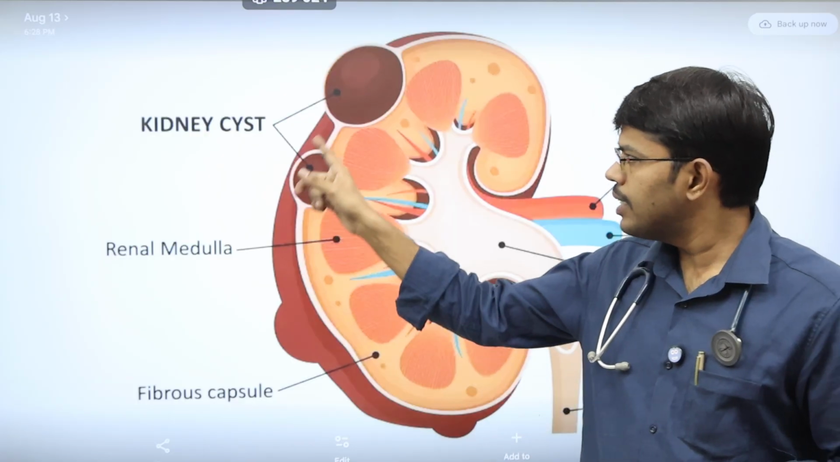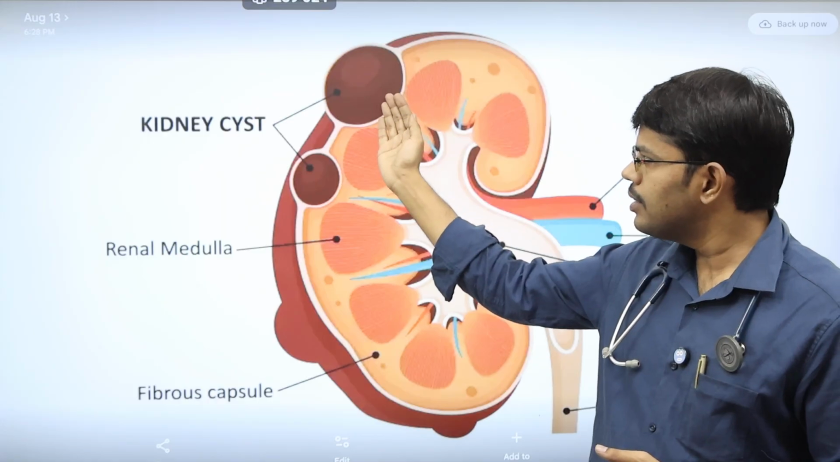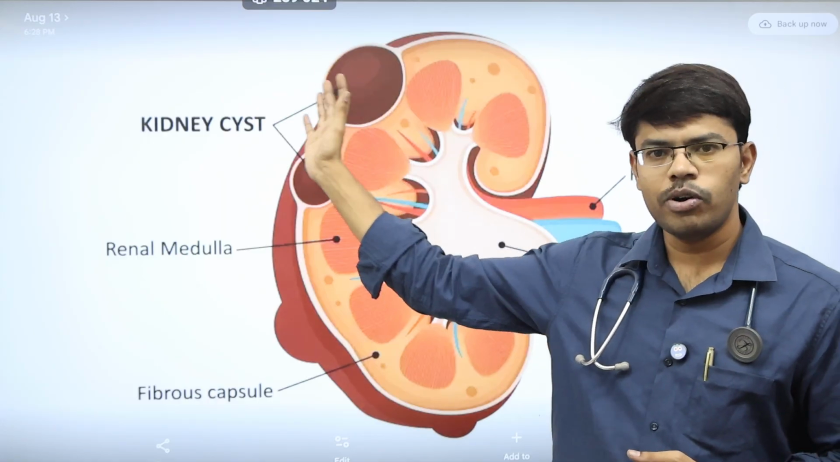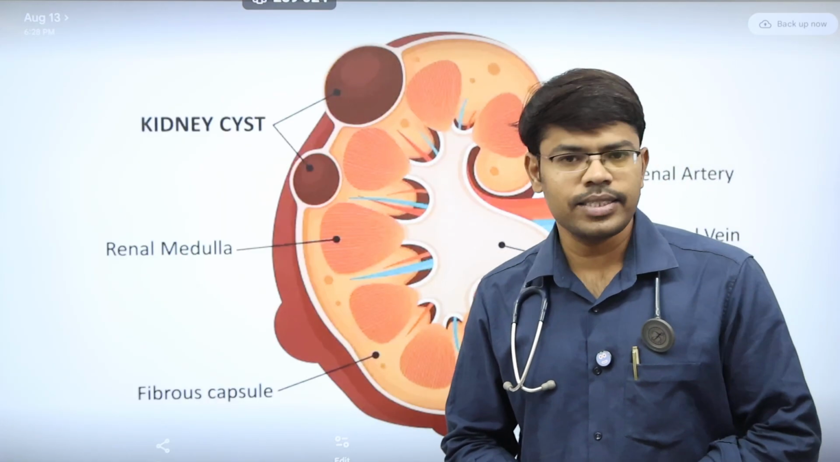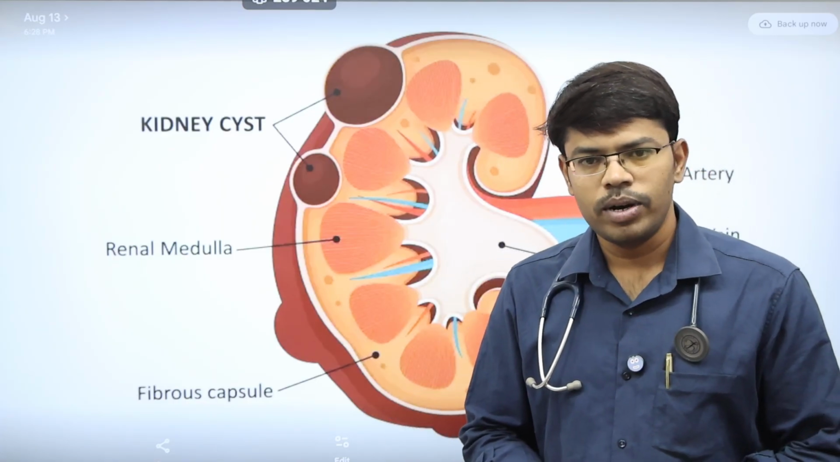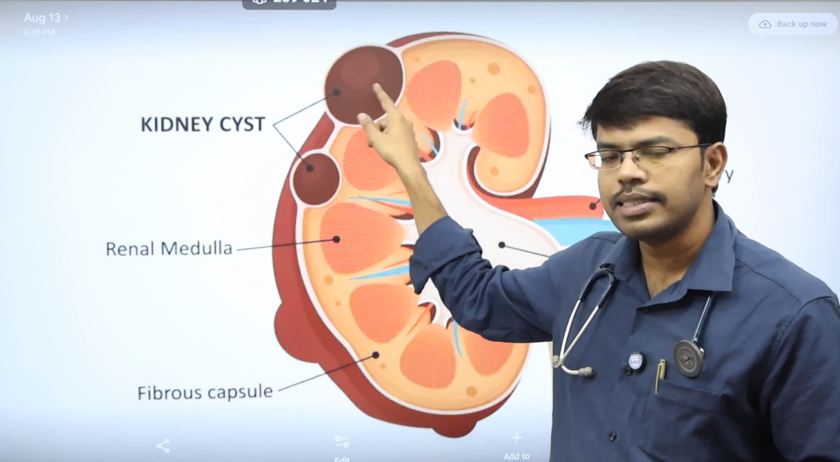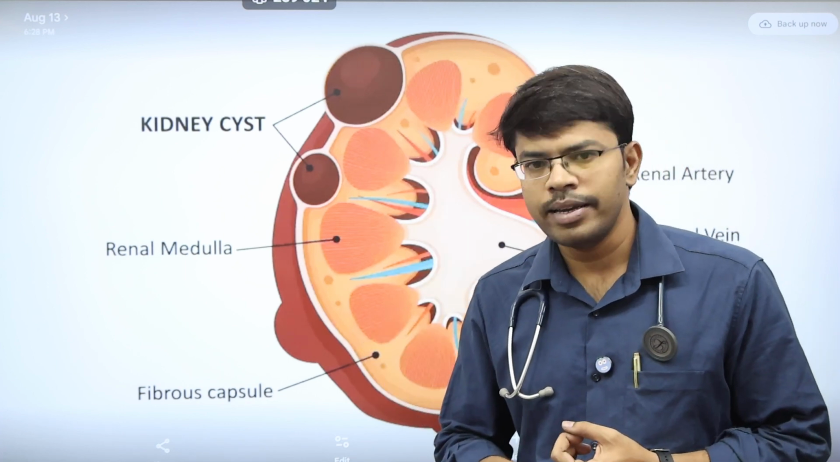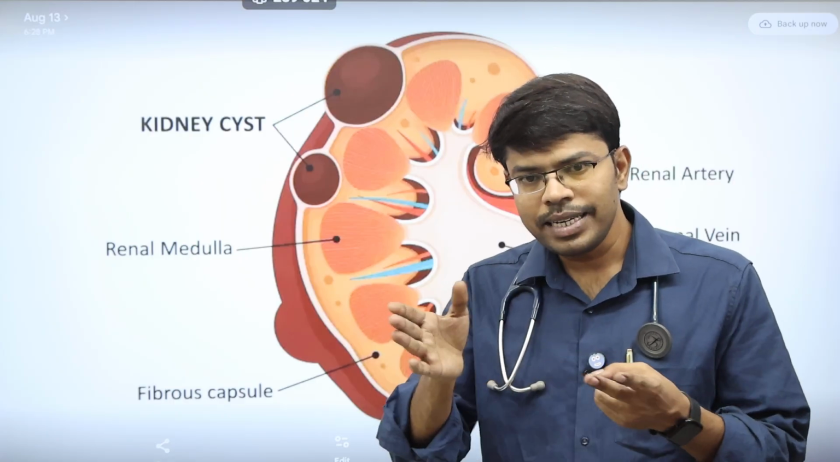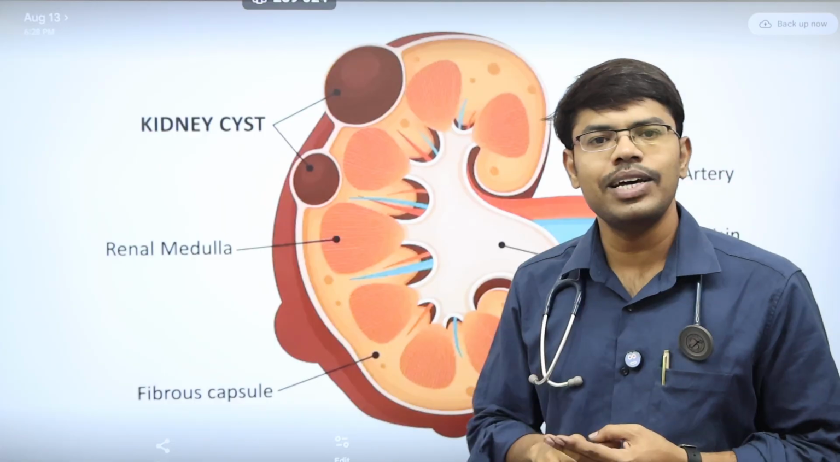One is an exophytic component. What is exophytic? Exophytic means the cyst is coming outside the kidney border. Then that is called exophytic. Important components you have to see: one is the margin. How is the margin, whether it is regular or irregular. Second, whether septations are seen or not inside it.